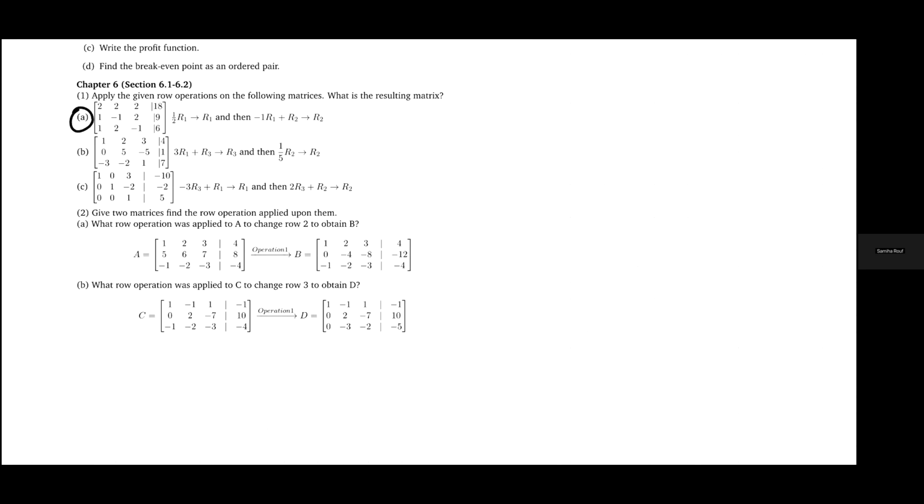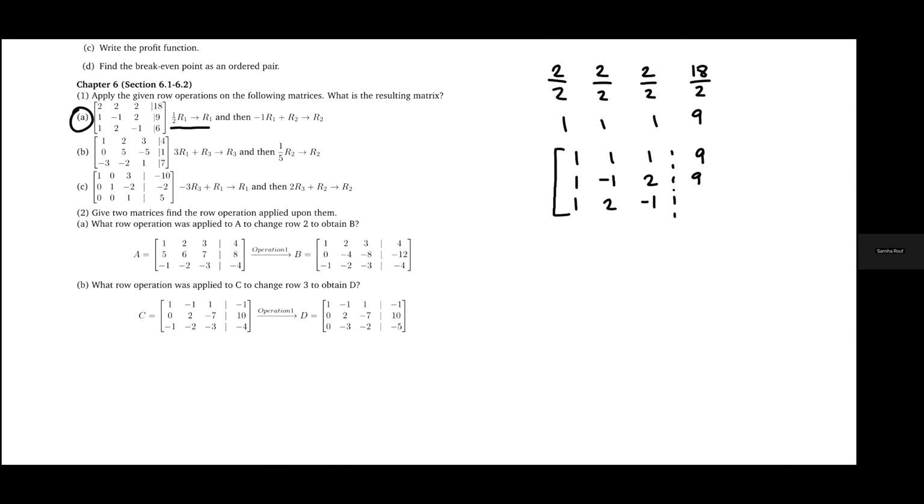So the given matrix, the first thing we want to do is apply the following row operation that says multiply the first row by half, which just means divide every entry of the first row by 2. So we have 2, 2, 2, 18 in the first row. To divide each of these by 2, we're going to end up with 1, 1, 1, 9. So that's going to be the new first row of the matrix. So we end up with this.